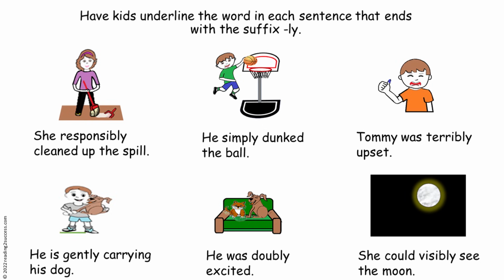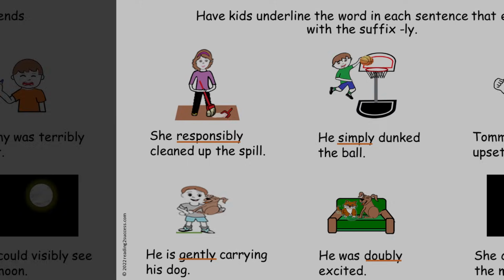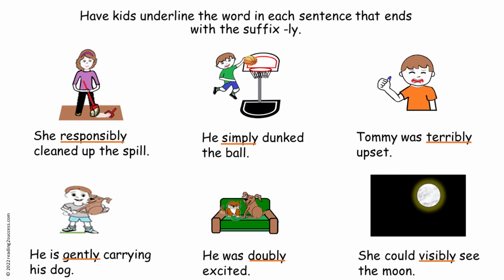Have kids underline the word in each sentence that ends with the suffix ly. Going across, the sentences are: she responsibly cleaned up the spill. He simply dunked the ball. Tommy was terribly upset. He is gently carrying his dog. He was doubly excited, and she could visibly see the moon. This is a completed example.